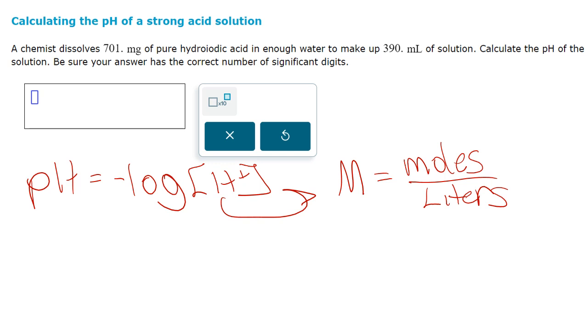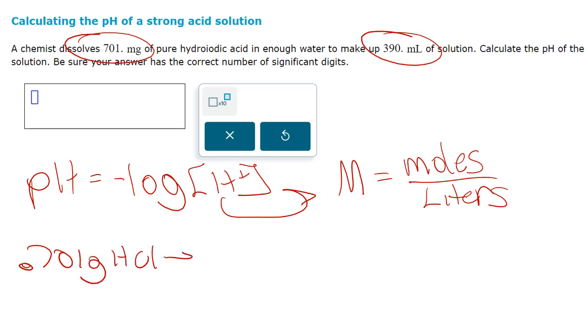We have an amount of milligrams. So that's 0.701 grams of HCl. We have to convert that to moles. And to do that, we divide by molar mass.